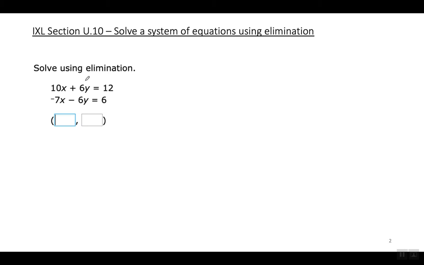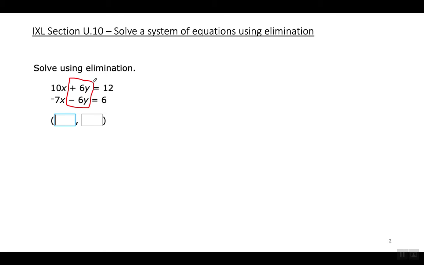What I mean by that is if you look at the y terms right here, they're opposites. They're positive 6y and negative 6y. You need to get that in the system of equations in order to be able to do elimination. And when you don't have that, you could still get it. I'll show you how in a second by multiplying. I'll show you in a second, okay?